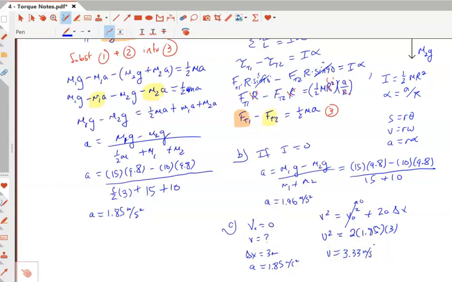Interestingly, later on, when we get into work and energy, there's another way of solving this problem using the fact that there's potential energy lost and then kinetic energy gained, and rotational energy as well. We'll probably revisit this problem, actually, and discuss how you could solve it using an energy method. All right, that's it for this example.